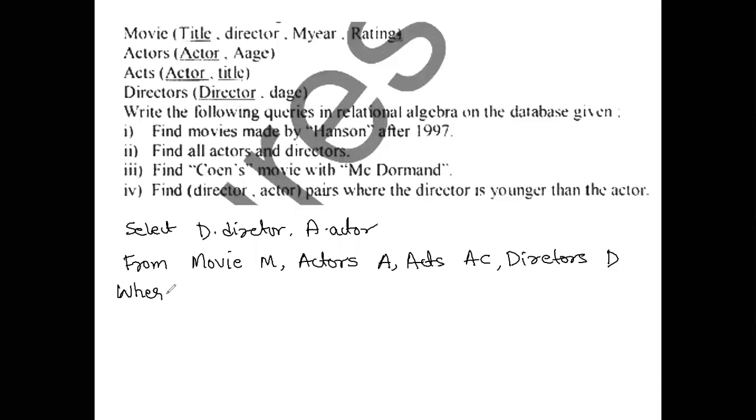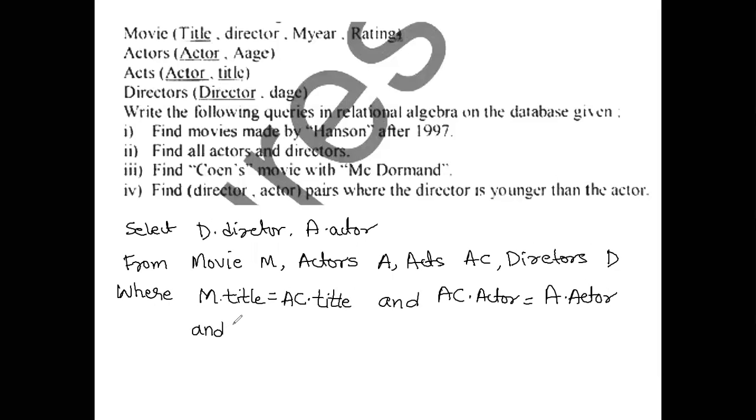Where, so join all of them. So M dot title is equal to, so movie and acts can be joined based on title. So that is AC dot title, and then acts and actor can be joined, so that is AC dot actor is equal to A dot actor. So this joins the three tables, and then we need to join the director. So director can be joined on M dot director is equal to D dot director, right? So in order to join four tables, we need a minimum of three conditions, so that we already have.